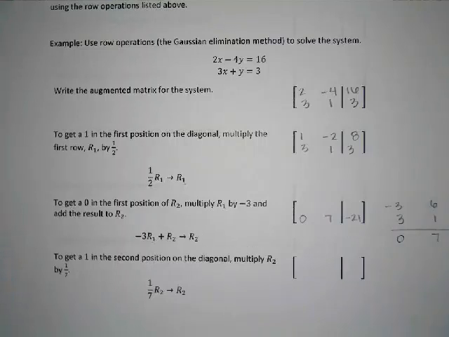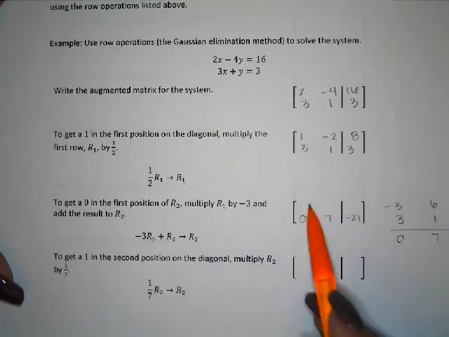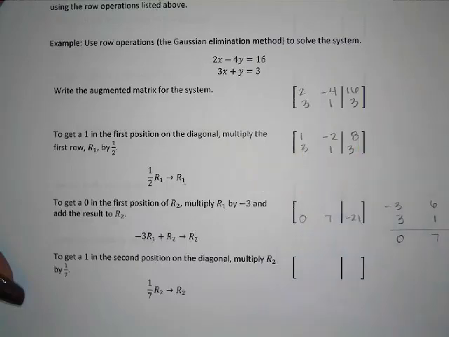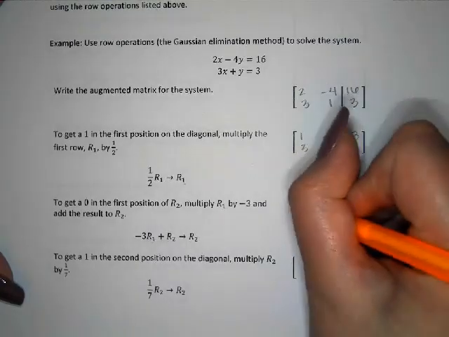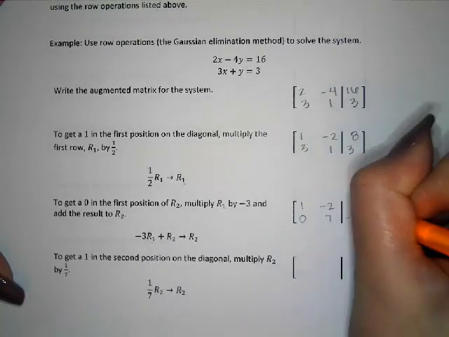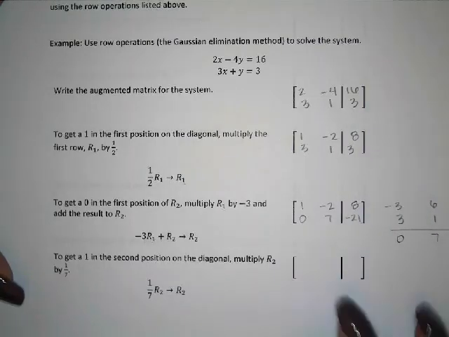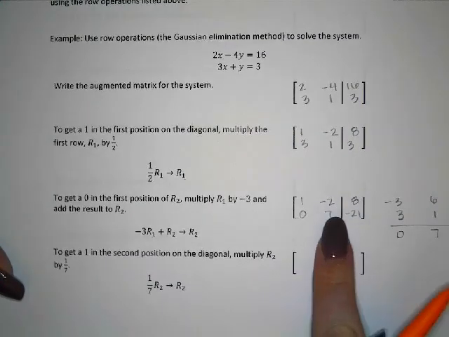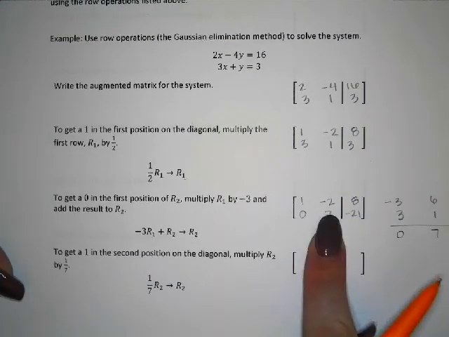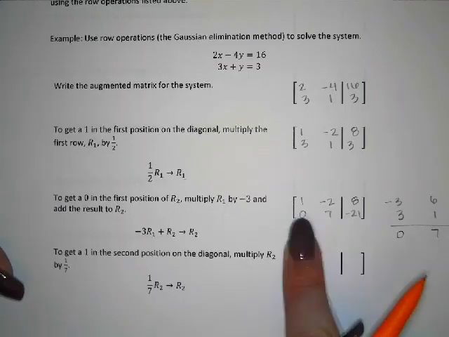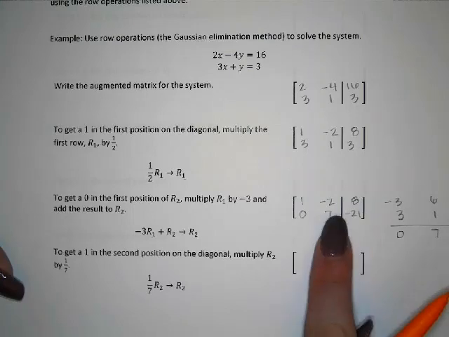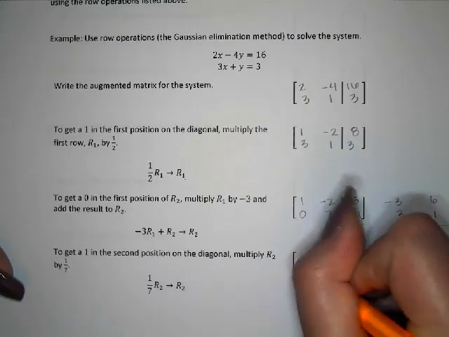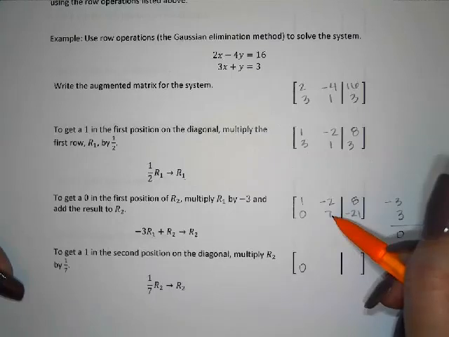Now, I'm not changing anything about row 1, so I'm just going to take row 1 from the previous augmented matrix and copy it down. Okay, now my next goal is to get a 1 here on the diagonal. So if this is a 7, I can multiply the entire row by 1/7, and that will make this 7 become a 1. So 0, 7 times 1/7 is 1.